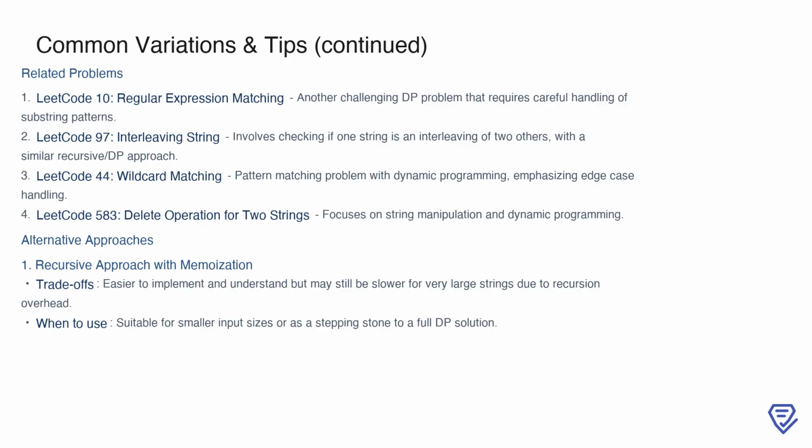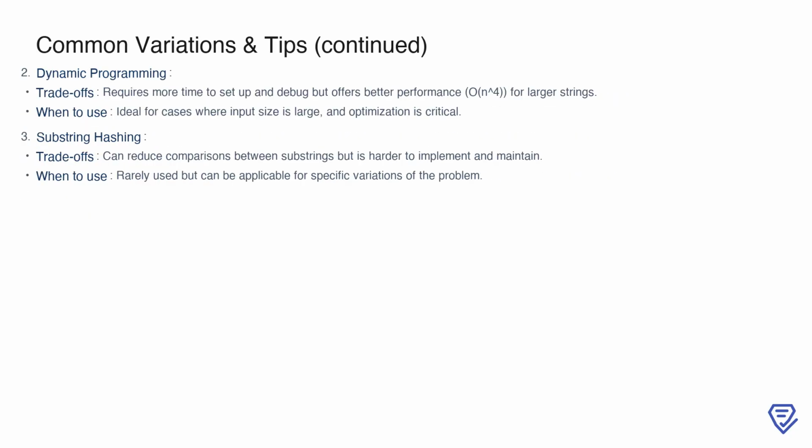For alternative solutions, starting with a recursive approach combined with memoization is often a good stepping stone. While it may not be the fastest for larger input sizes, it's easier to implement and debug, making it a great way to build your understanding of the problem before transitioning to more advanced techniques. Dynamic programming, while more complex to set up, is the go-to solution for larger input sizes. It provides the best performance, with a time complexity of n to the power of 4, and is particularly useful when optimization is critical. This approach works well when you've already mastered the recursive solution and are looking to make your implementation more efficient.